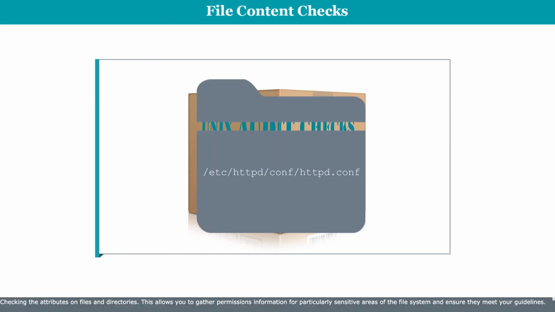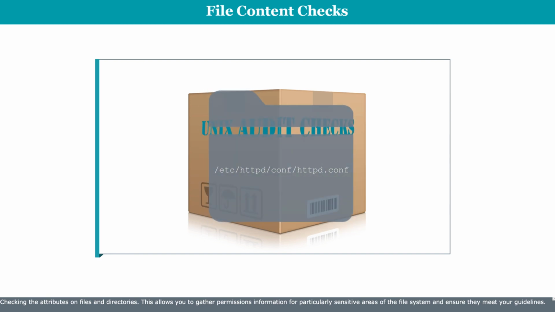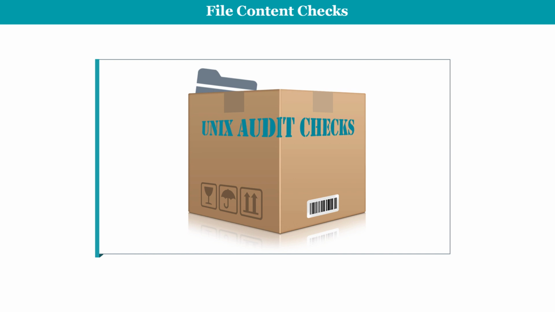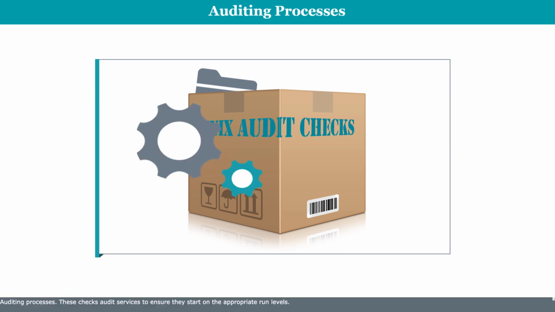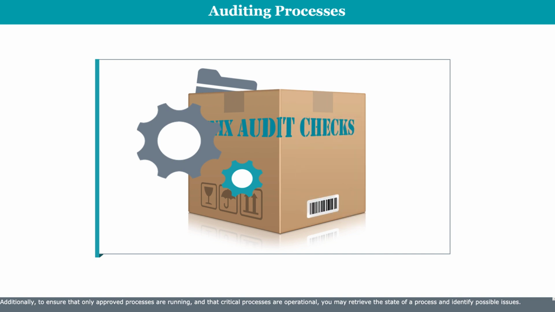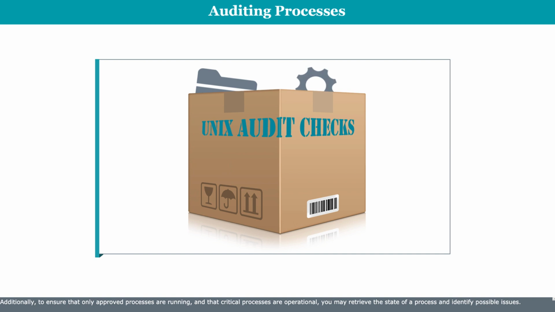Checking the attributes on files and directories. This allows you to gather permissions information for particularly sensitive areas of the file system and ensure they meet your guidelines. Auditing processes. These checks audit services to ensure they start on the appropriate run levels. Additionally, to ensure that only approved processes are running and that critical processes are operational, you may retrieve the state of a process and identify possible issues.